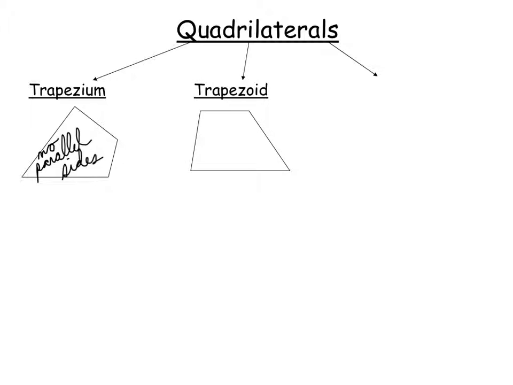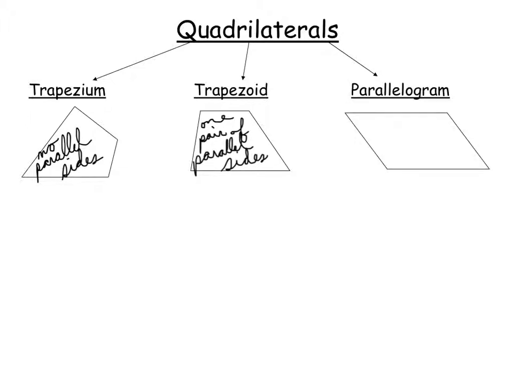The next category is called the trapezoid. And trapezoids are special because they have one pair of parallel sides. And then finally, the last category are known as parallelograms. And parallelograms are special because they have 2 pairs of parallel sides.